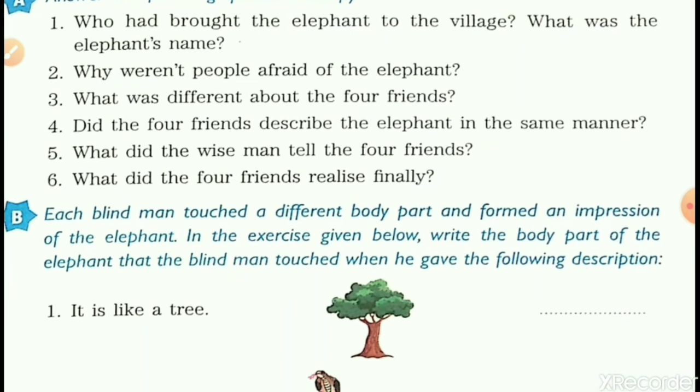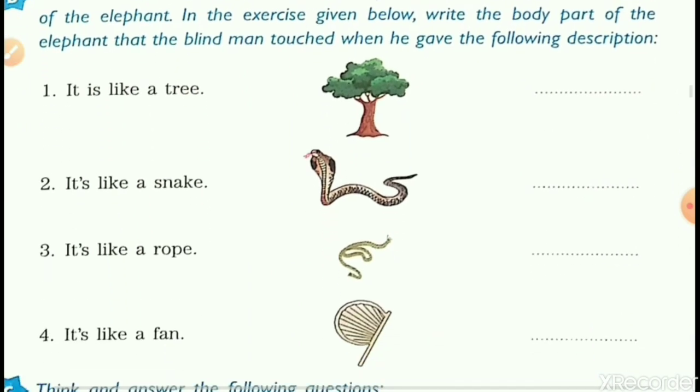Now, question number B. We need to identify the body part of the elephant that the blind man touched when he gave the following description. It's like a tree. Which part of the elephant was like a tree? Answer, the elephant's leg. Now, which part of the elephant was like a snake? Answer, the elephant's trunk, because it is flexible. So, it appears to be like a snake.